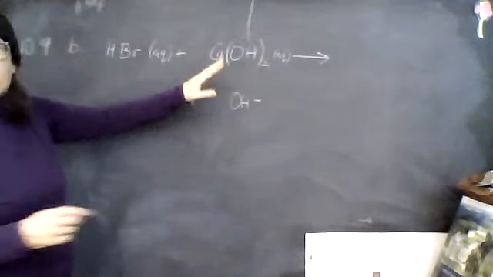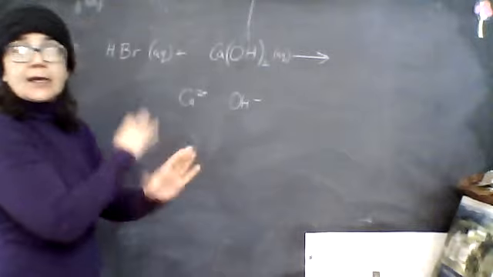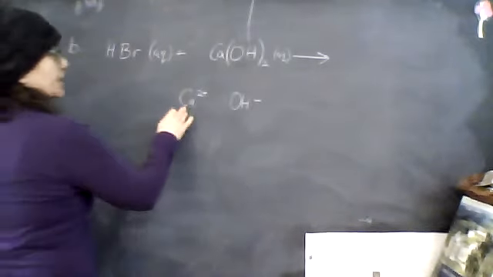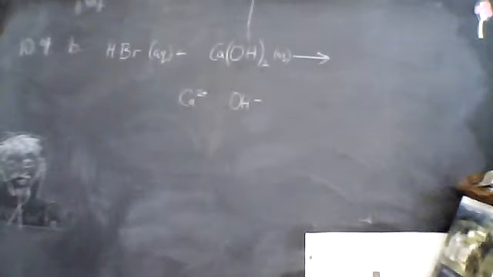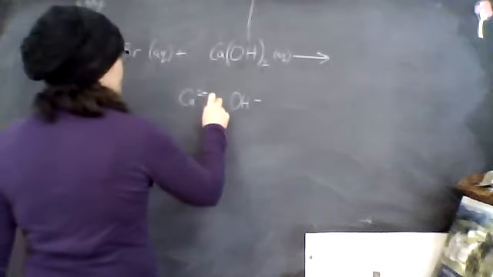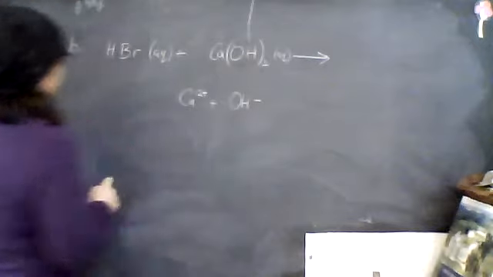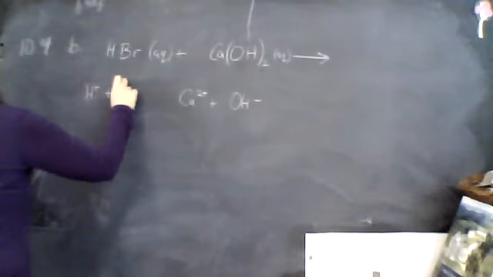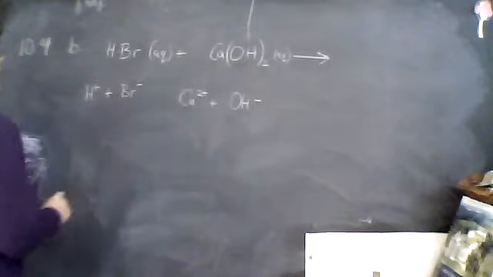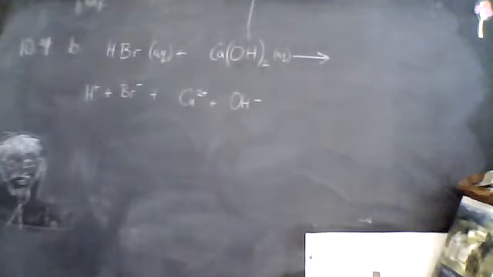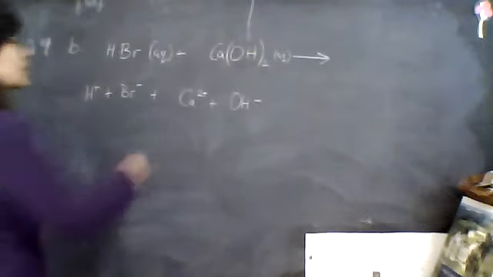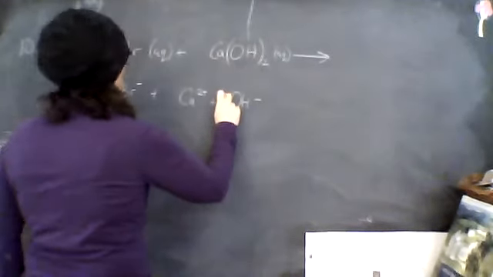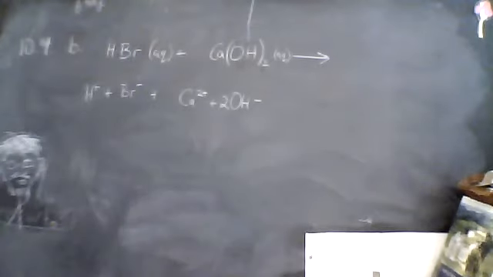When we make them, we reverse the signs and ignore the charges. Also you can look on the periodic table and find calcium. It's in column 2A, which makes it a 2 plus. So we've got H plus, Br negative, plus Ca 2 plus, OH negative. How many of these do we have? 2.